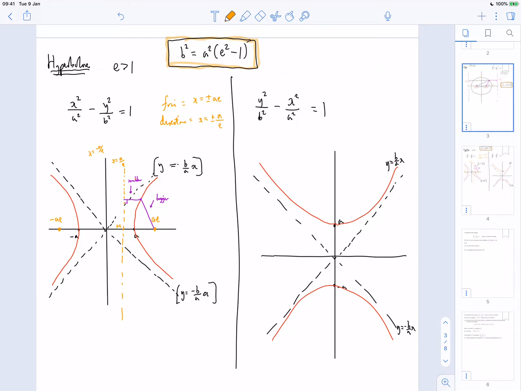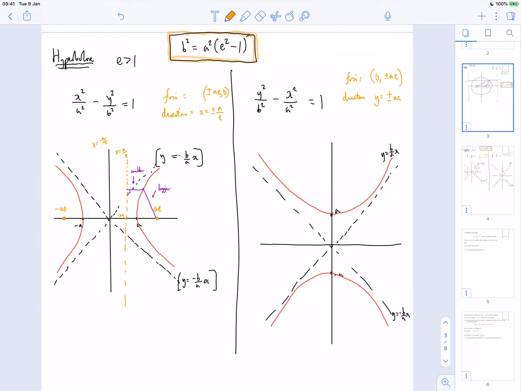Well, let's look at the foci in this case. You can probably deduce it's just going to be y equals plus or minus AE, and the directrix is just going to be, well, no, the foci are points, aren't they? So this is actually going to be 0, comma, plus or minus AE, and over here this is going to be plus or minus AE, comma, 0, and the directrix is just y equals plus or minus AE.